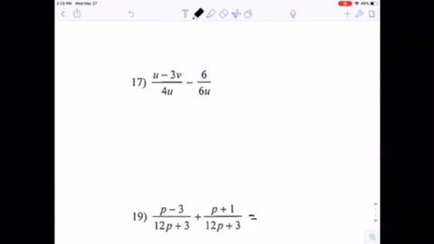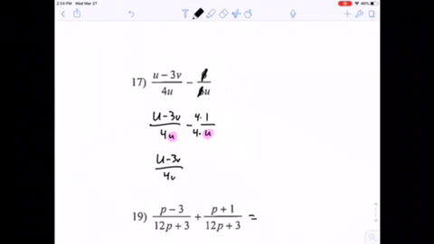Okay, so here on 17, this one's an interesting one, but the fastest way to do this is just to say, all right, these 6's cancel each other out. So we have u minus 3v over 4u minus 1 over u. Okay? We have to have that 1 as a placeholder for that 6 that we just got rid of. Now, if you look, both have a u in common. But this one doesn't have a 4, so we're going to multiply top and bottom by 4. So we get u minus 3v over 4u minus 4 over 4u.